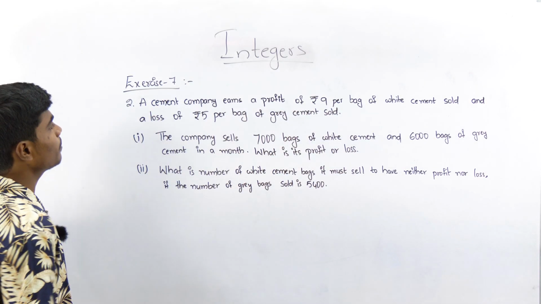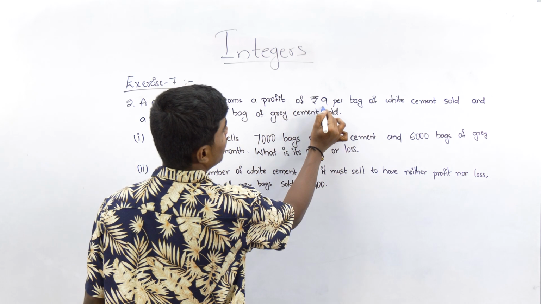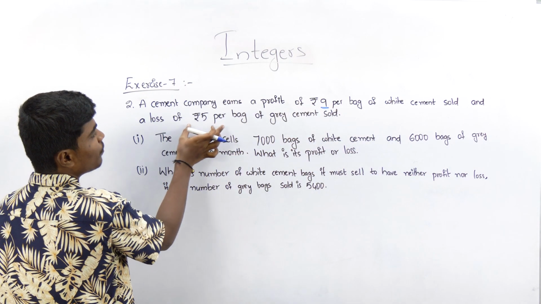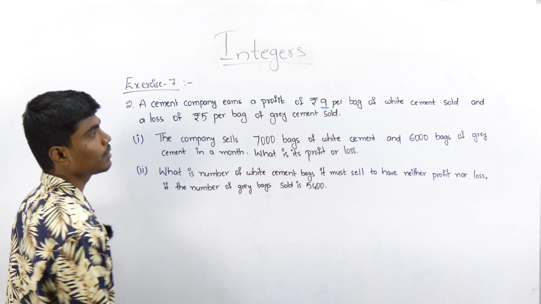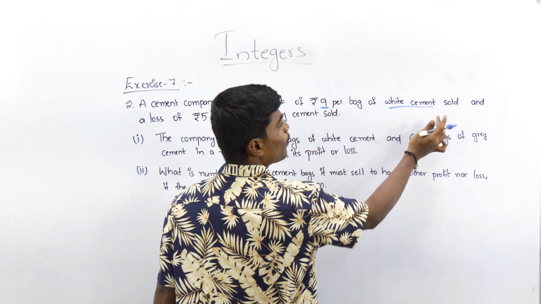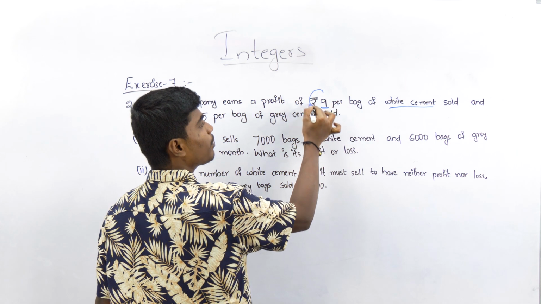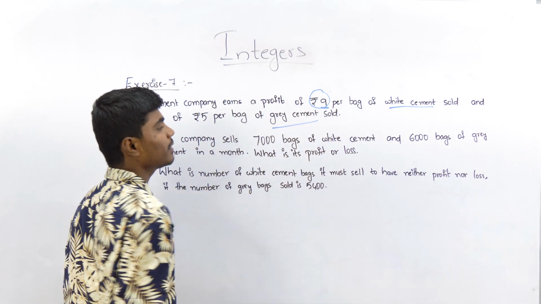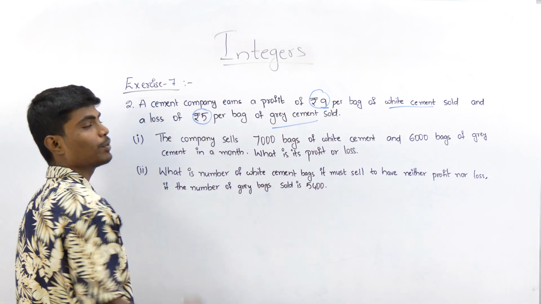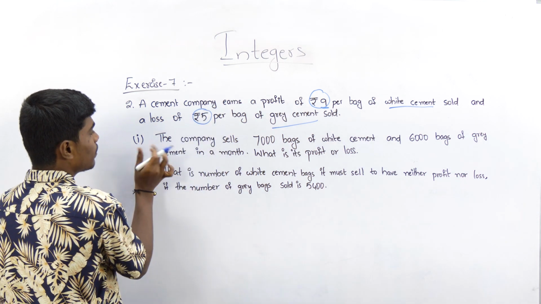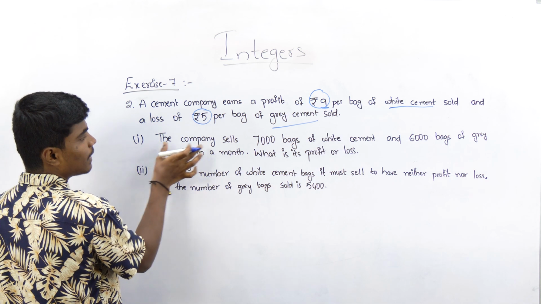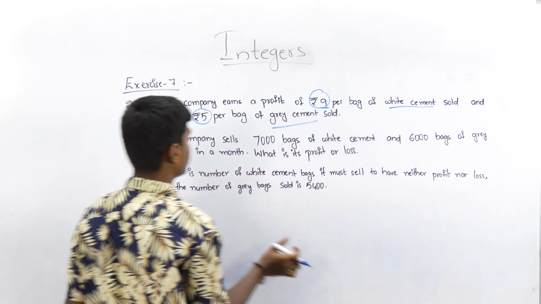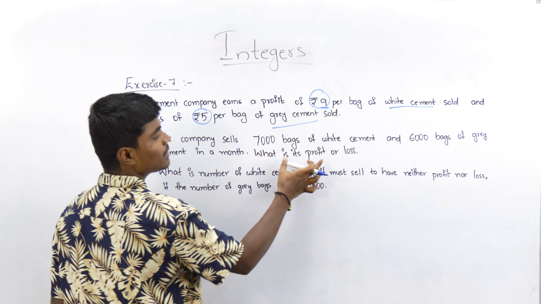Let's move to the second problem. A cement company earns a profit of 9 rupees per bag of white cement sold and a loss of 5 rupees per bag of grey cement sold. See here, if we sell one white cement bag, he is getting profit of 9 rupees. And if we sell a grey cement bag, he is getting loss of 5 rupees. See, first one, the company sells 7,000 bags of white cement and 6,000 bags of grey cement in a month.